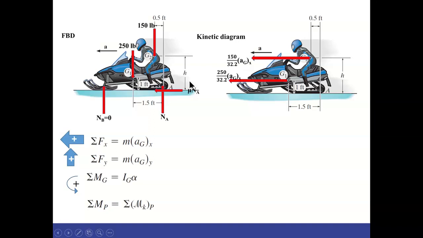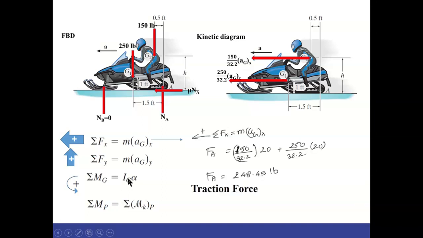And what are our unknowns? One unknown is the normal force. The second unknown is the traction force. You just replace this mu Na by F, which is the traction force. And the third one is this height h. So we have three unknowns and we have four equations, so we can solve the problem.